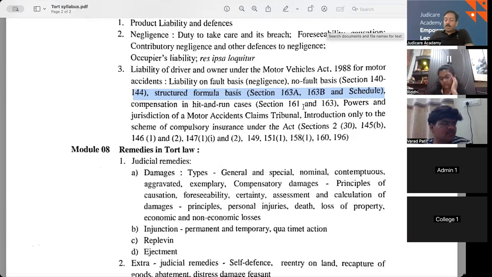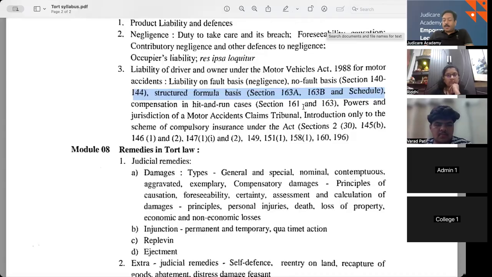Now, notwithstanding anything contained in this act, a policy of insurance issued before the commencement of the Motor Vehicle Act 2019 shall continue on the existing terms under the contract, and the provisions of this act shall apply as if this act had not been amended by the said act. Of course, understandable.